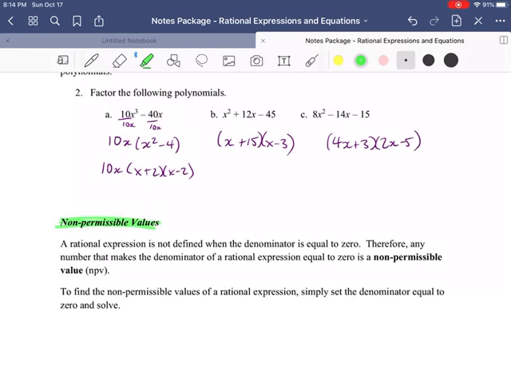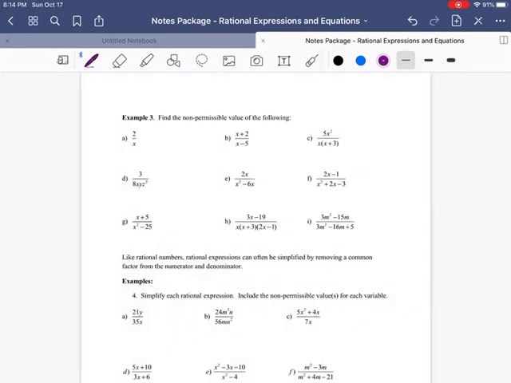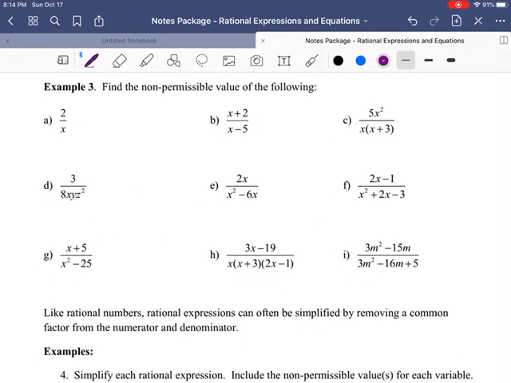A non-permissible value is anything that will make the denominator equal to 0. Because you cannot divide by 0. If you divide a number by 0 on your calculator, it will say error. Can't do it. No good. So the non-permissible value of the following. Well, if you put a 0 in for x, that will become 2 divided by 0, which is no good. So the non-permissible value is x cannot equal 0 in this case.